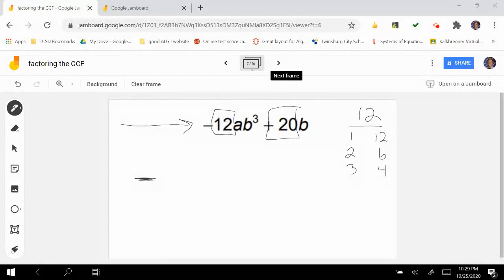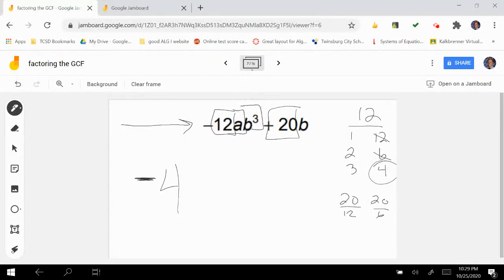So I'm going to look. Is 20 divisible by 12? No, so I cross that out. Is 20 divisible by 6? No, I cross that out. And we know from the last example that 4 does go into it. So I'm going to factor out 4. And then I'm going to say, hey, here's an A. Does this second term have an A? Nope. So they don't have an A in common, greatest common factor.